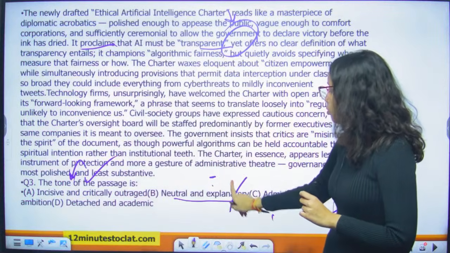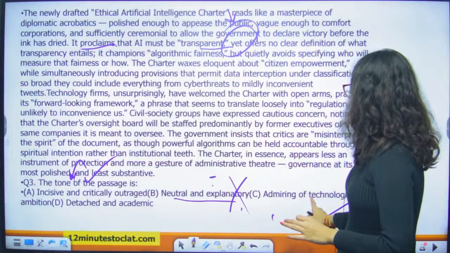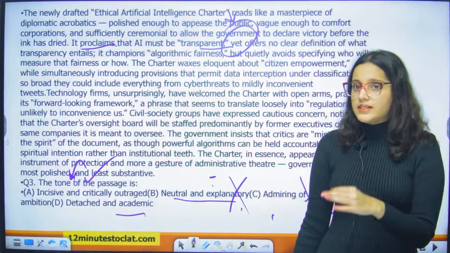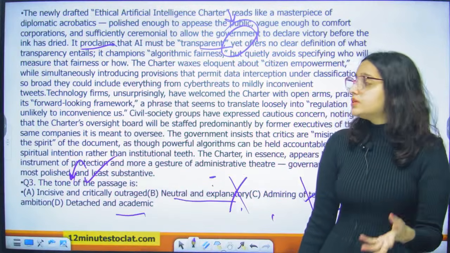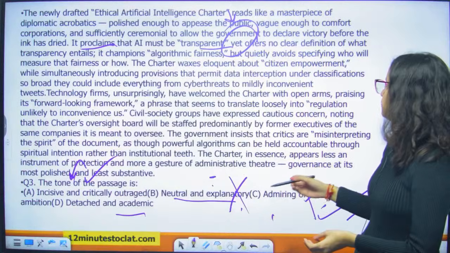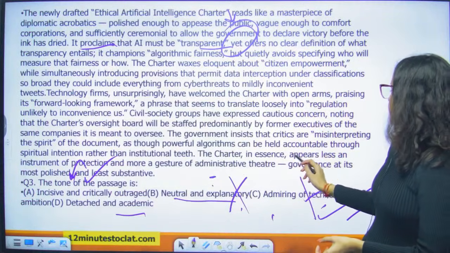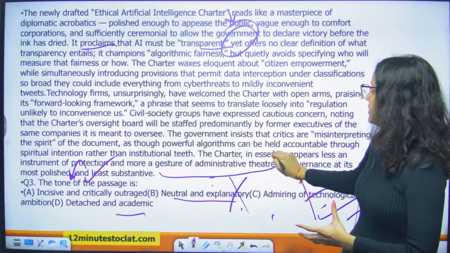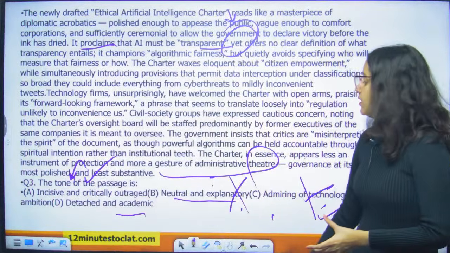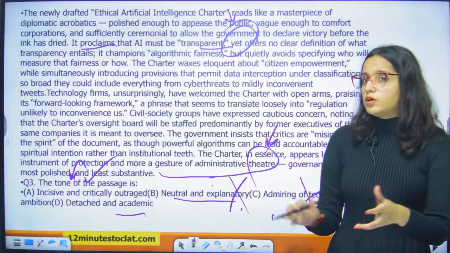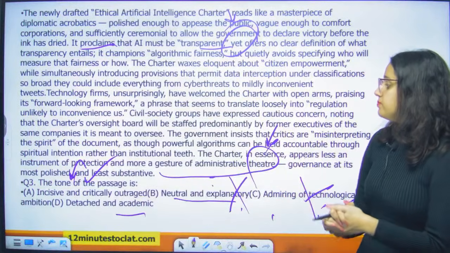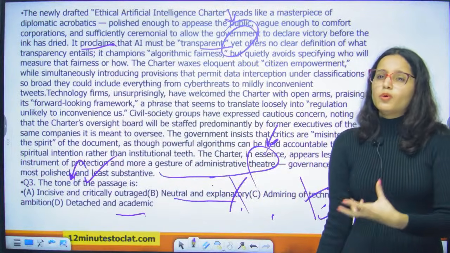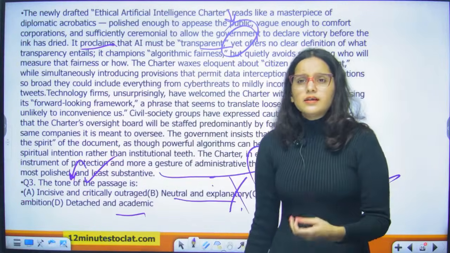Neutral, explanatory, no, he's not neutral. Admiring, not at all. Detached and academic? If it were detached and academic, my author would never use words like 'in essence, it appears less an instrument of protection and more a gesture of administrative theater.' He's ridiculing them, right, bache? So this is not academic, this is not scholarly. This is actually outraged. Now, the outrage is not coming from a position of emotion or feeling. No, it is a very critical outrage, right?